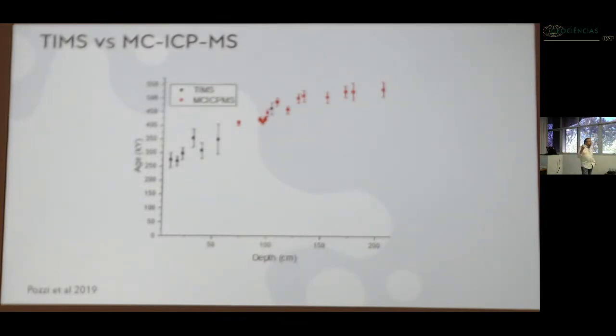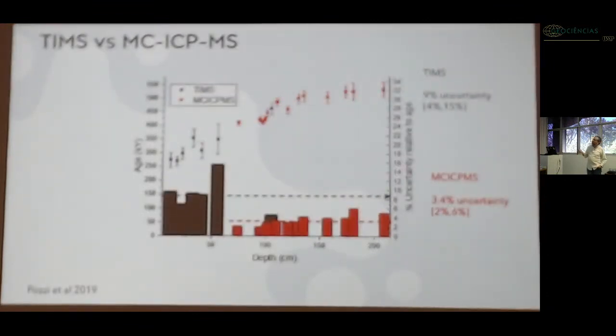Why do I like this example? Because they were run in the same lab, on two different instruments, a stalagmite with the same amount of uranium following exactly the same chemical procedures. I'm plotting on this axis the relative uncertainty of the age, and you can immediately see that the TIMS ages have around 8% uncertainty in this stalagmite, while the multi-collector ages are always around 3.5% uncertainty.